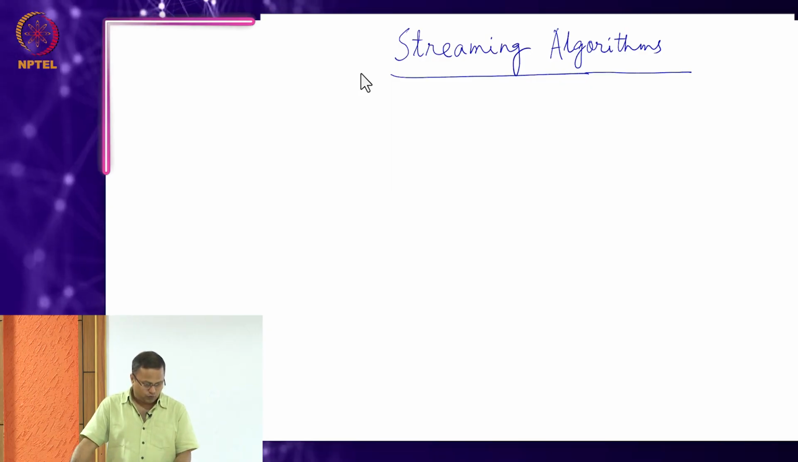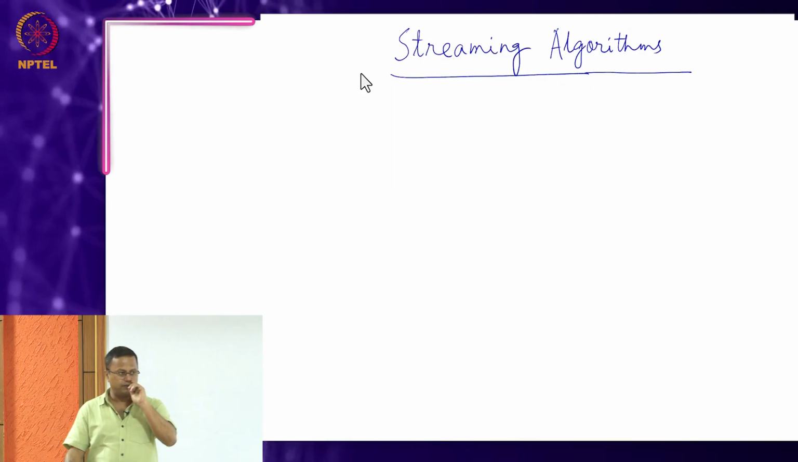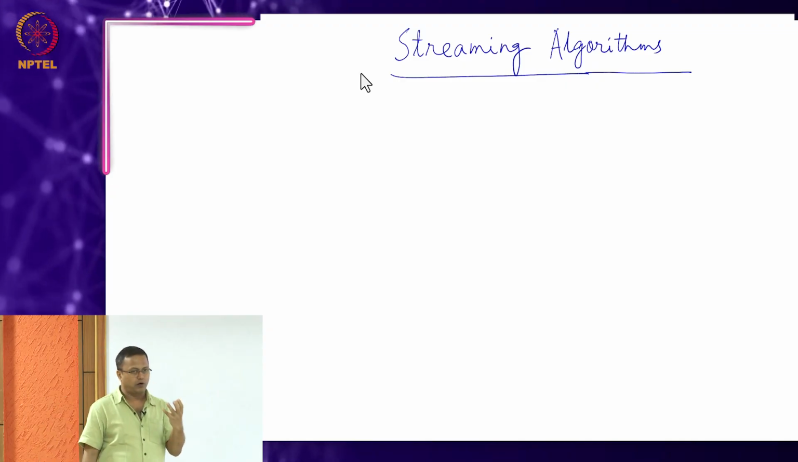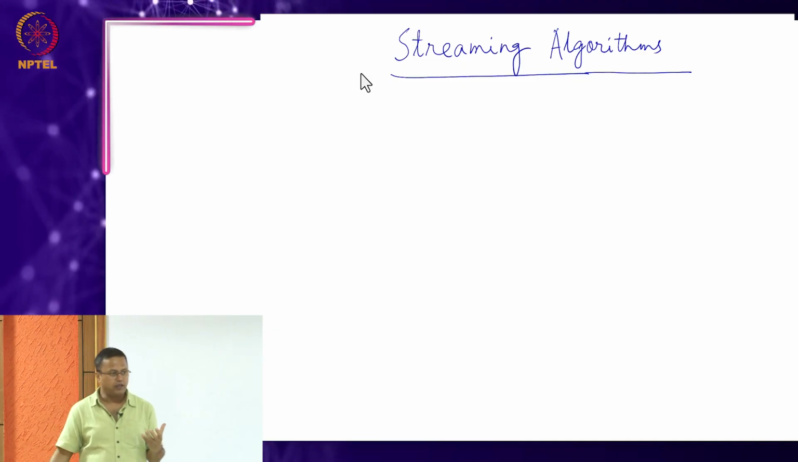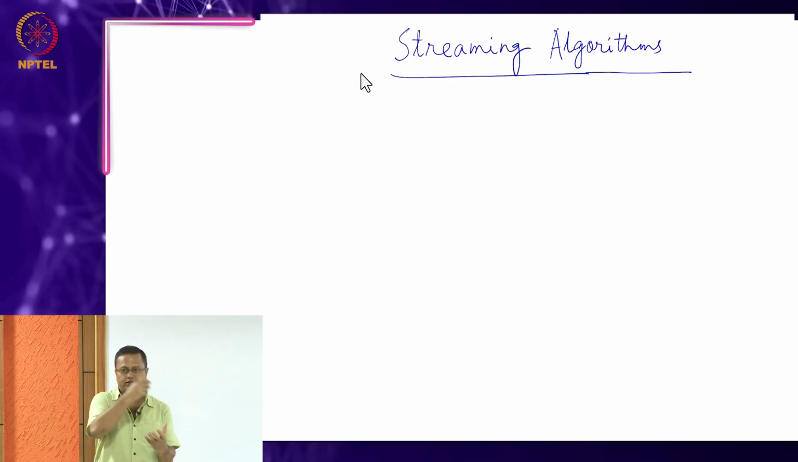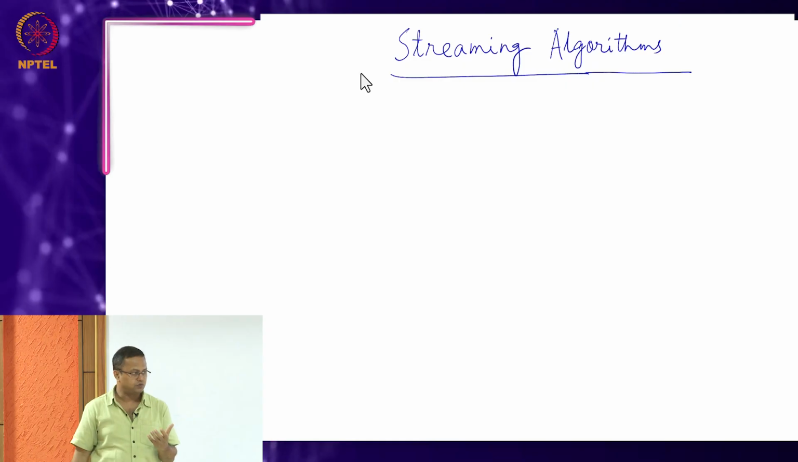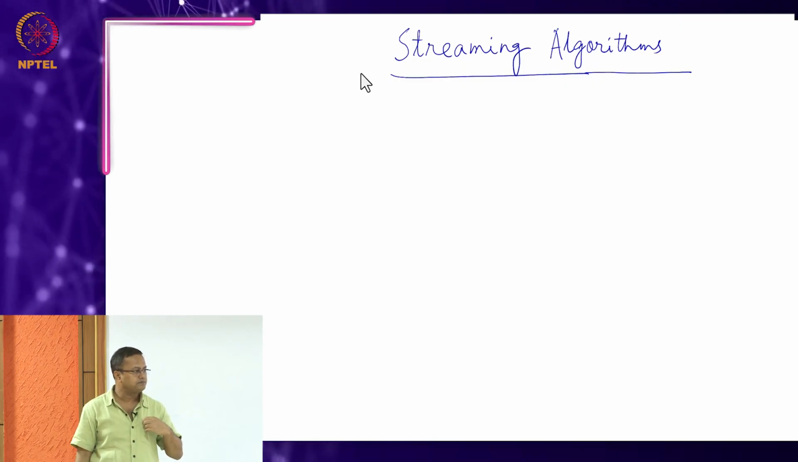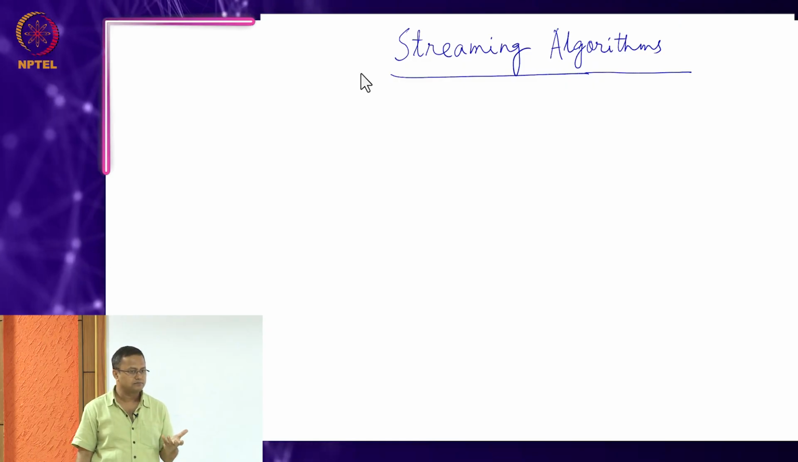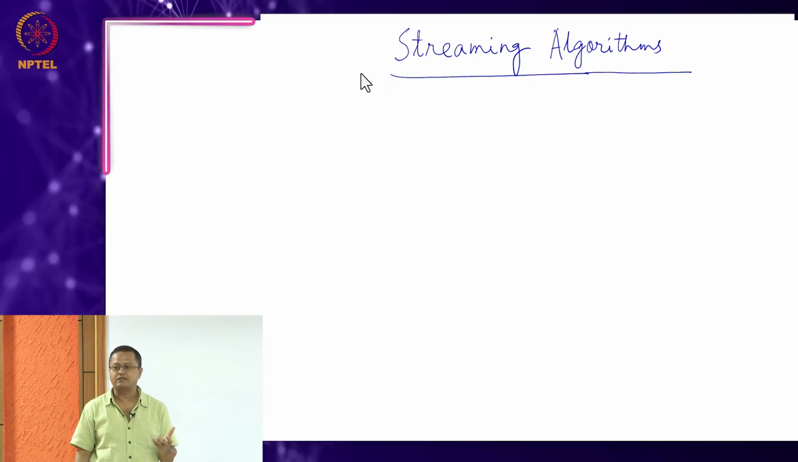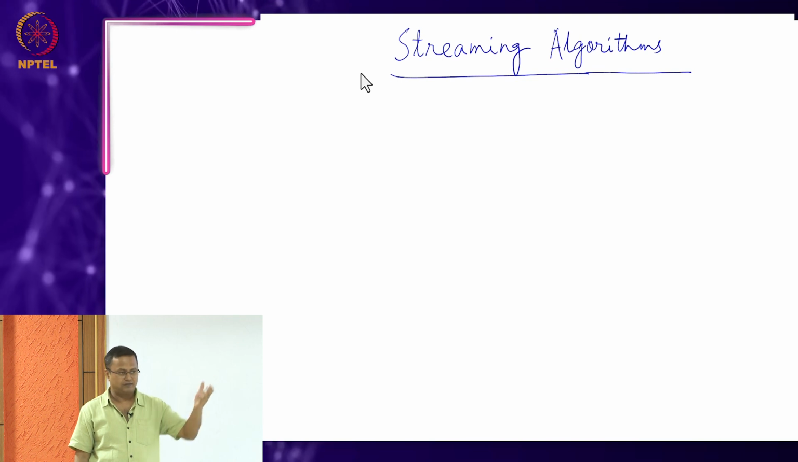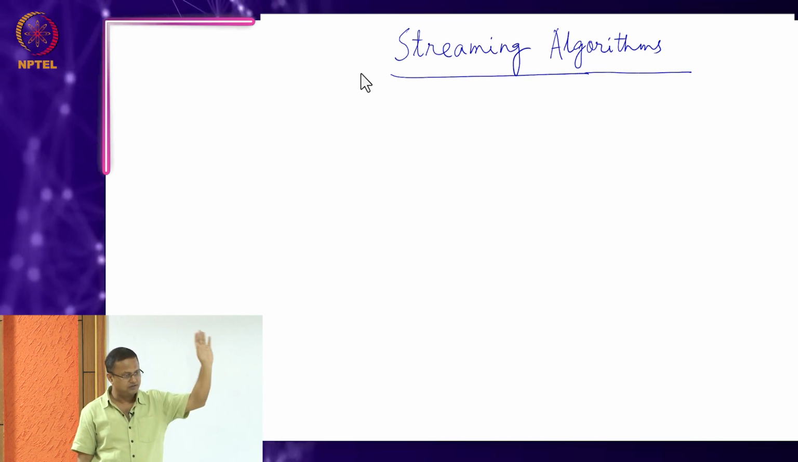Now, think of the following situation. You have a network router. Think of the traffic going through it. So, what does a network router do? Gets a packet, checks its destination address where it has to go, sends it.